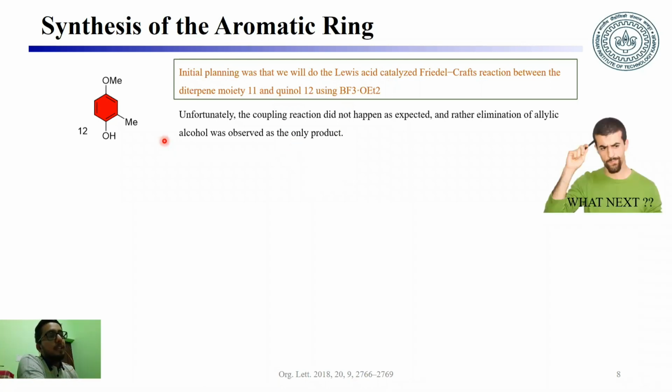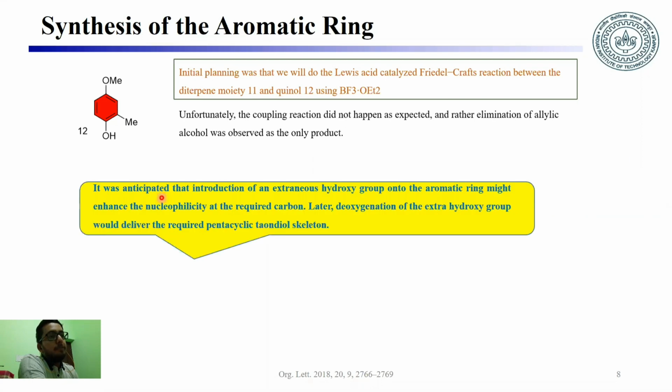Then Professor Dethe and his co-workers thought that if we increase the nucleophilicity at this carbon by introducing an electron donating group on this benzene ring, then this Friedel-Crafts reaction may occur on molecule 11. So it was anticipated that introduction of an extra hydroxy group onto the aromatic ring might enhance the nucleophilicity at the required carbon, and later deoxygenation of the extra hydroxy group would deliver the required pentacyclic Taondiol structure. The planning was that we will first introduce a hydroxy group on this benzene ring, and then after doing this Friedel-Crafts reaction, we will remove that hydroxy.